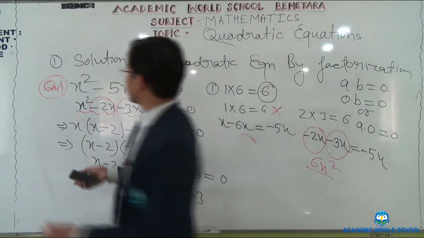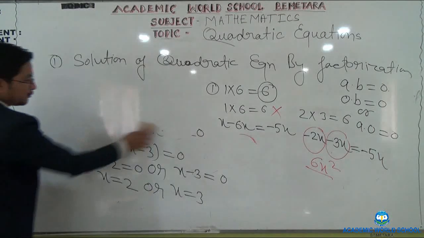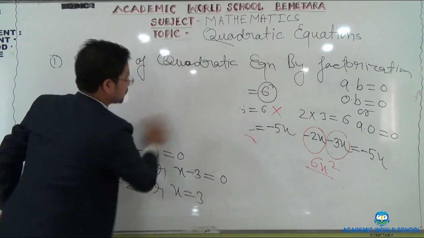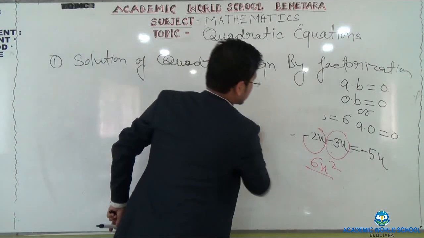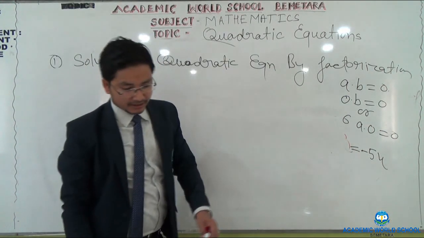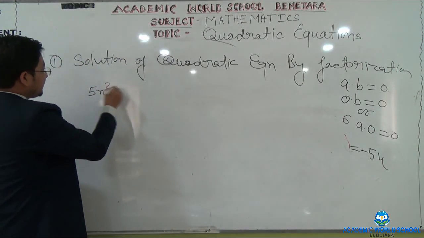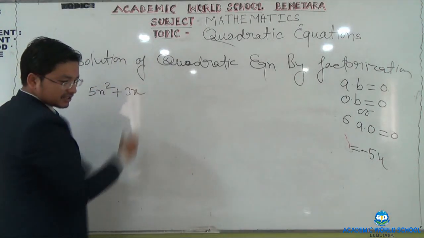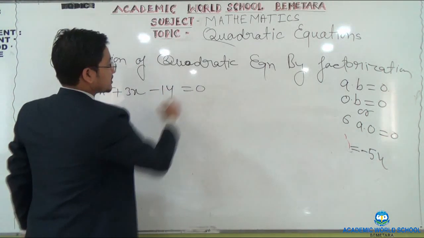Okay, so next quadratic equation I will be taking. Two or three more examples we have to solve so that we will be familiar with the topic, and it will be helpful for us. So let's take another example, that is 5x square plus 3x minus 14 is equal to 0.